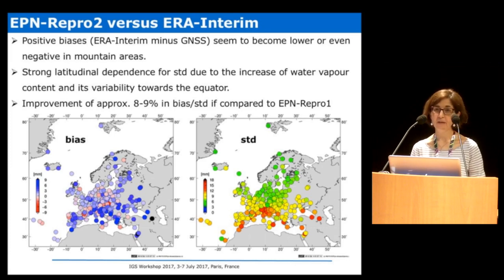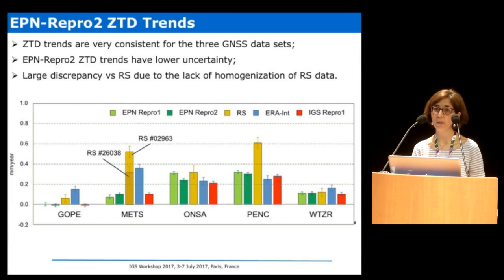Now, the question is if this data set is suitable for ZTD trend analysis over Europe, and what are the uncertainties of this ZTD trend. For this, we have chosen 5 EPN stations among the oldest EPN stations, and we have computed ZTD trends for 3 independent GNSS datasets that are EPN-Repro1, EPN-Repro2, IGS-Repro1, because these are also IGS stations, and we have also added radiosonde data and ERA interim data.